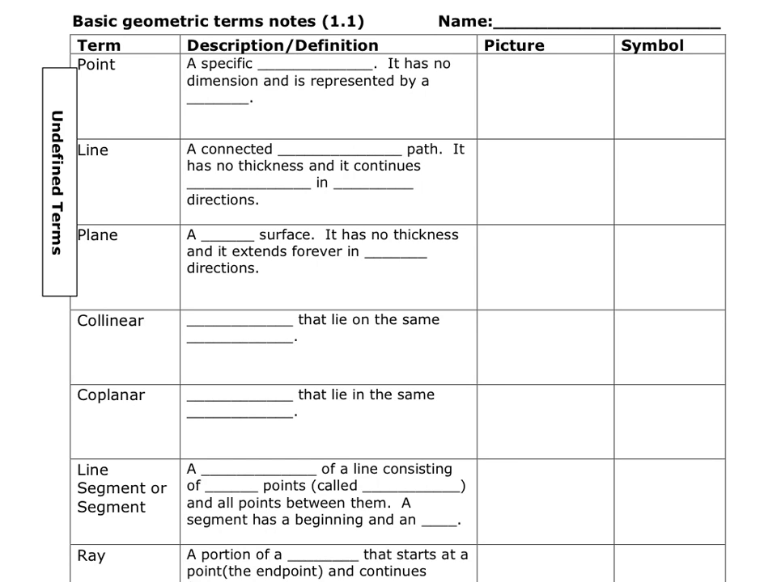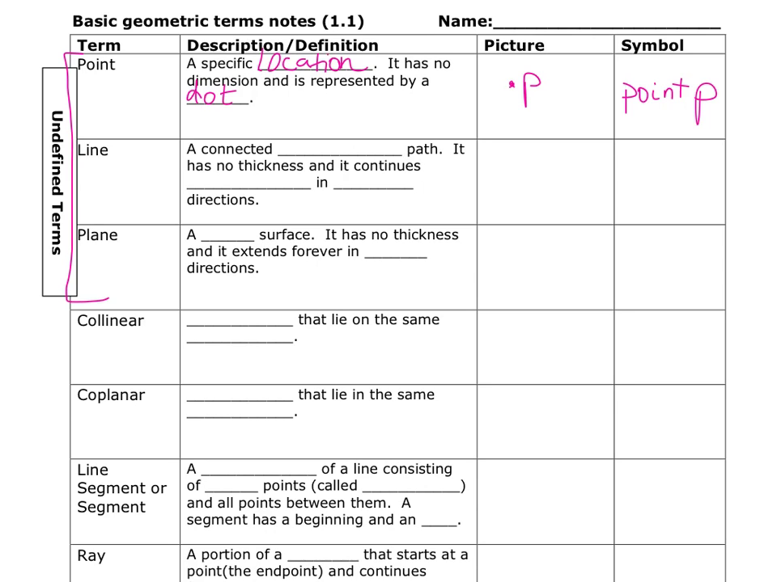These are the first set of notes for Module 1A, and the first three terms we are going to talk about are undefined terms. The first one is a point, and it has a specific location. It has no dimension, and it is represented by a dot. This is how we see it in a picture, and for the symbol we just write point P.